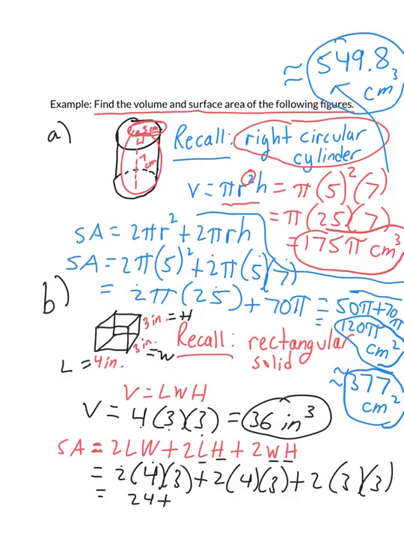Go number crunching. 2 times 4 times 3 for another 24. Plus 2 times 3 is 6 times another 3 is 18. So finally we're going to add 24 plus another 24 plus my 18 gives me 66. We're computing surface area where the units are squared, so that's going to be inches squared this time. So 66 square inches, final answer for surface area for B.